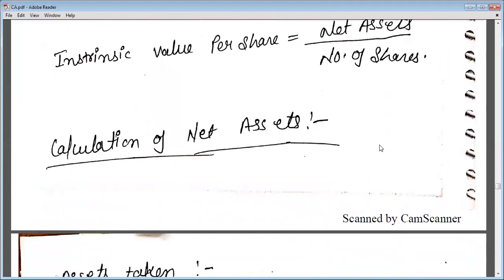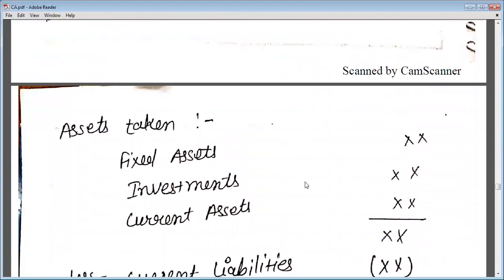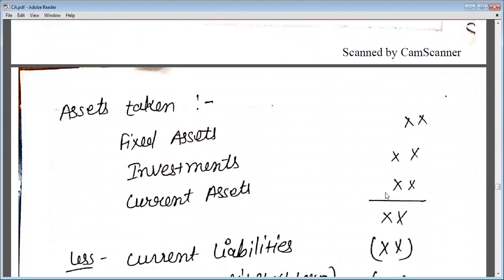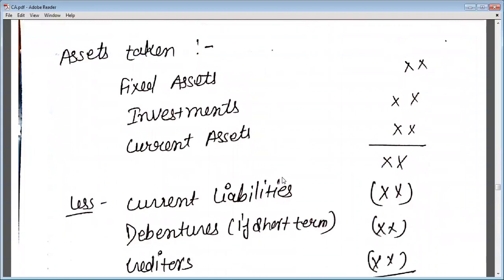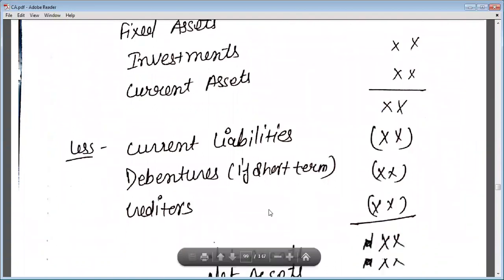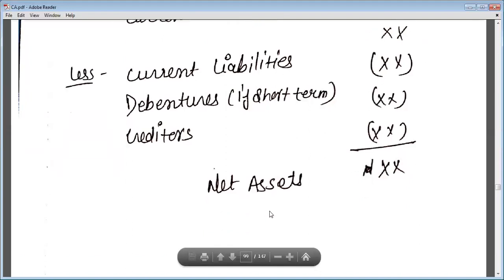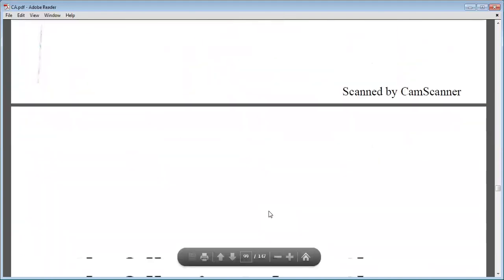Now how will we calculate net assets? Assets taken over may be any fixed assets, investment, current assets. So we will take the assets which are taken over by the company, less current liabilities, debenture if it is short term, then creditors. We will deduct these liabilities from these assets. The remaining amount will be net assets. Okay, so let's have an example.